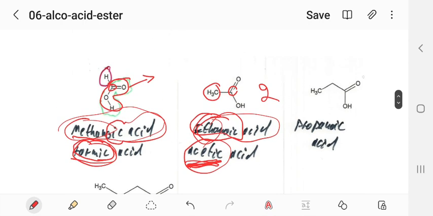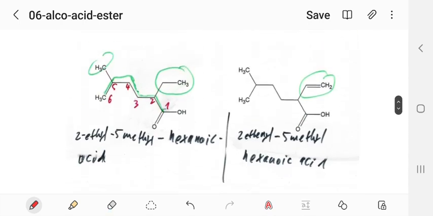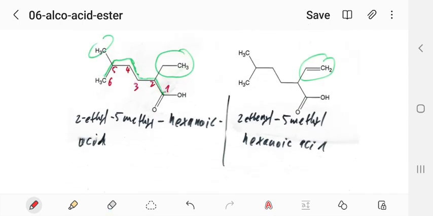So here we have 1, 2, 3 carbons, therefore it's a propanoic acid because it has this functional group at the end of the carboxylic acids. And this one is 1, 2, 3, 4 carbons, and therefore it's butanoic acid. Let's practice some more. So you know how to count already. We have 1, 2, 3, 4, 5, 6. This is the longest chain.